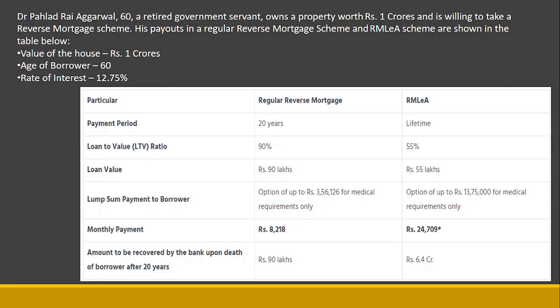Amount to be recovered by the bank upon the death of the borrower after 20 years. Let's say your relative would like to take this property back. So in case of a bank, it is easy. It is 90 lakhs, so you have to pay 90 lakhs. But in case of the second product, a reverse mortgage loan enabled annuity, where you're getting an annuity of 24,709 rupees every month, you have to pay a very heavy amount of settlement price, which is 6.4 crore.